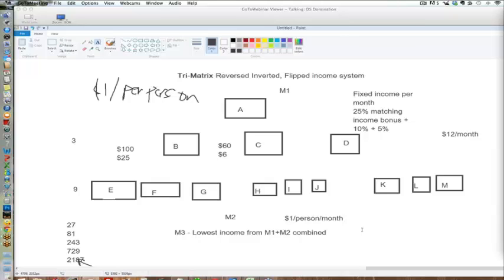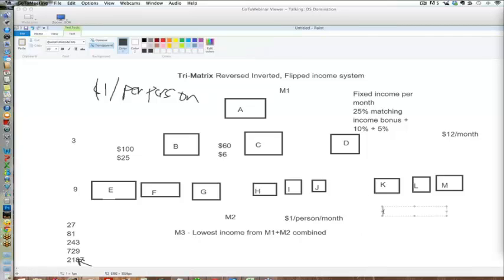We have 110,000 people in the entire company, okay? And here's what it basically means. When we have 110,000 people in the entire company, the lowest income earner in the company makes $11 every month, okay? So that is the idea behind this.